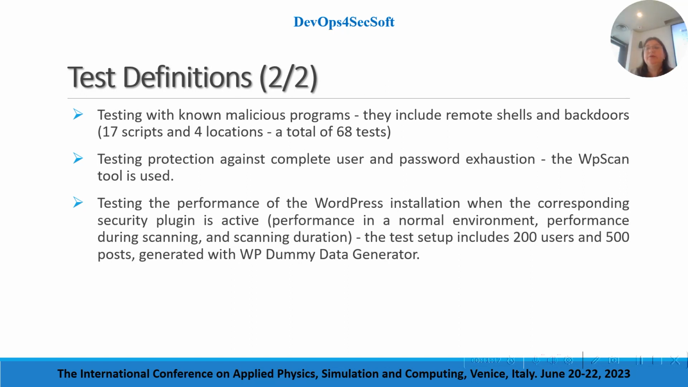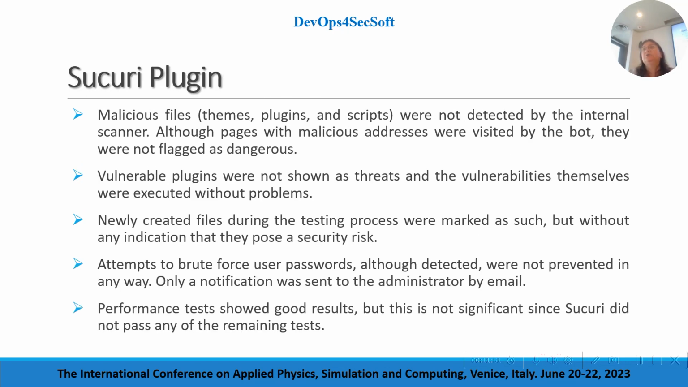Testing protection against brute force attacks on user and password: here we use one software, the WPScan tool. And testing the performance of the WordPress installation: here we have 3 tests. One is performance in the normal environment, then performance during the scanning, and the scanning duration. The tests include 200 users and 500 posts generated with WP dummy data generator. Okay, so I will not go into details of how we performed these tests.